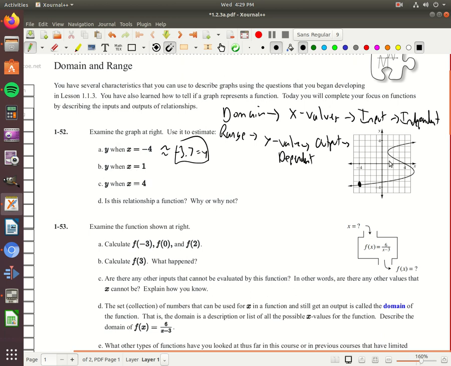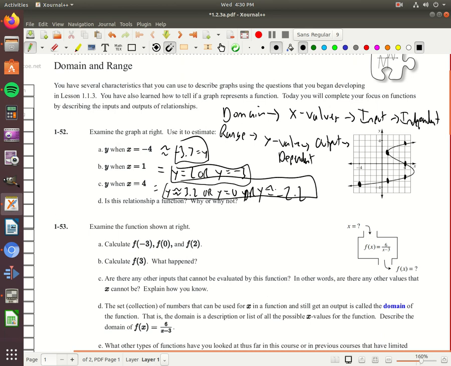What is your y when x equals 1? Well, when x equals 1, it can either be 2 or it can be -3. So we would say y equals 2 or y equals -3 when x equals 1. What about when x equals 4? Well, it could be 0, it could be 1, 2, 3, 4.2, and -1, -2, -2.2. So I'm getting y equals about 3.2, or y equals 0, or y equals about -2.2. Three potential answers there.